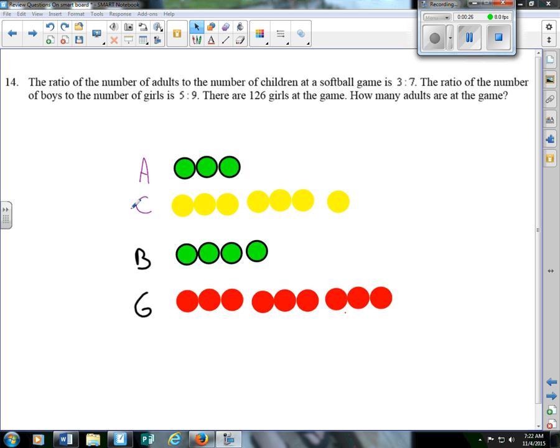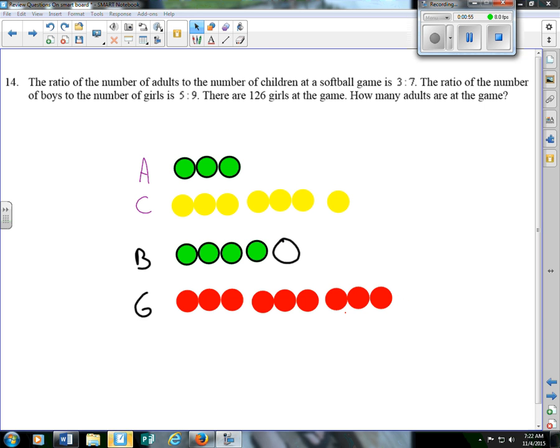Okay, so this is basically two models that you have to figure everything out from. So we look at it and we say that there are 3 adults, so 1, 2, 3, to 7 children, 1, 2, 3, 4, 5, 6, 7. And we have 4, and we actually have 5, so I should have an additional model right here. 5 boys to 9 girls. It then says that there's 126 girls at the game.